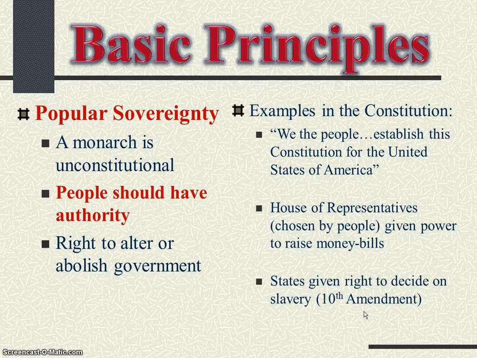Examples in the Constitution of popular sovereignty are included in, of course, the preamble saying we the people establish the Constitution for the United States, in your House of Representatives where they are chosen by the people and are given powers to govern the nation, and then also with your states given the right to decide on issues like slavery initially with the Constitution with the 10th Amendment.